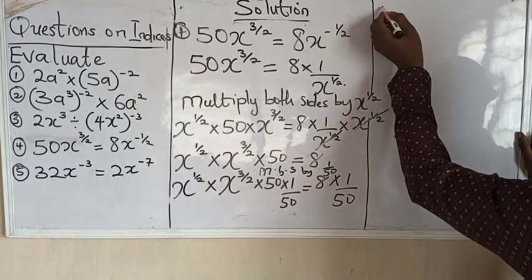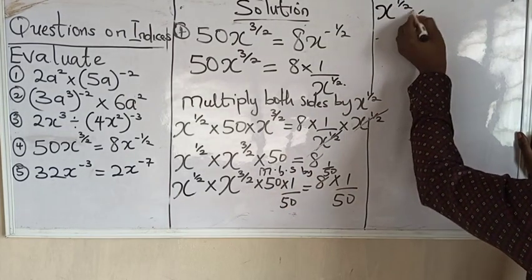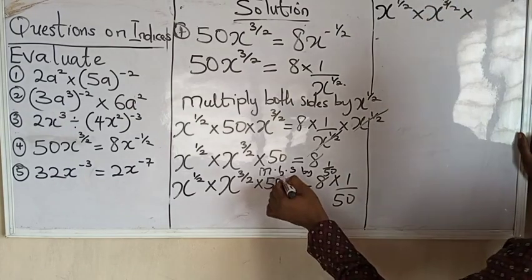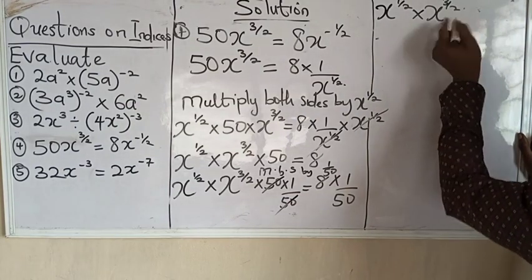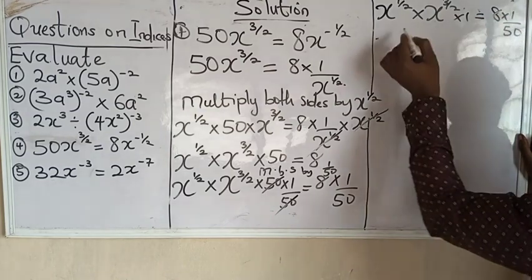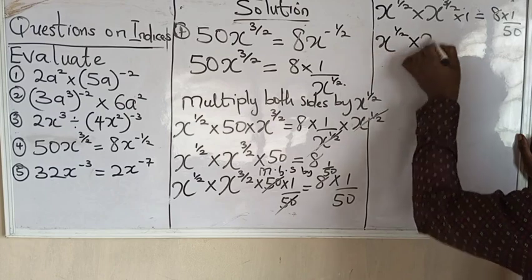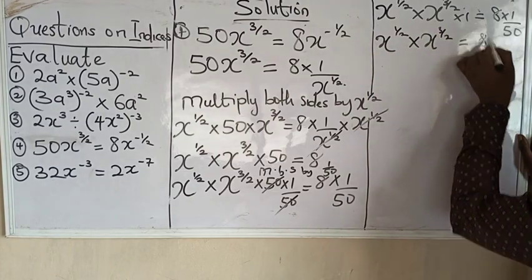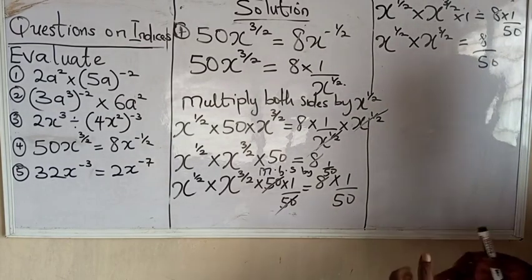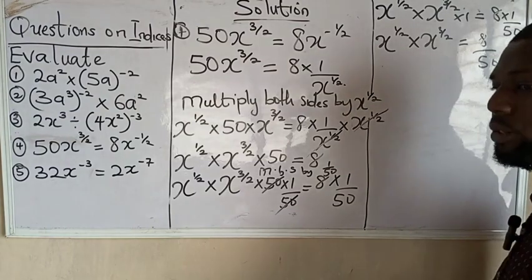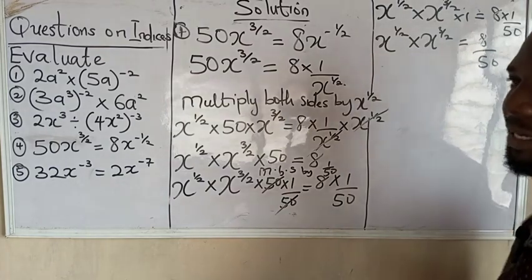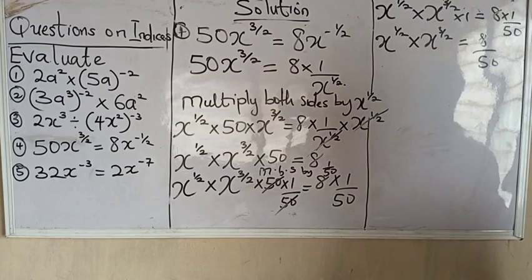I will say this is as simple as saying x raised to power 1 over 2 times x raised to power 3 over 2 times 1. So this automatically cancels. So we have times 1 equals 8 times 1 over 50. So we have x raised to power 1 over 2 times x raised to power 3 over 2 equals 8 over 50. Now, we have succeeded in what? In separating numbers from letters. We have succeeded in putting letters on our left hand side, and numbers on our right hand side.